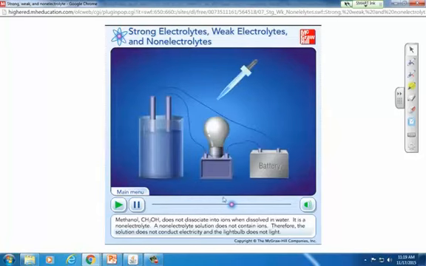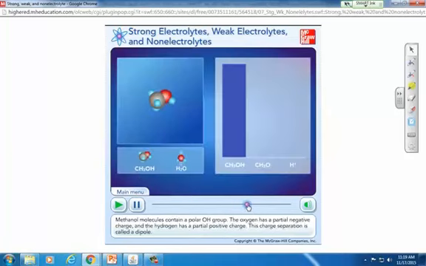Methanol, CH3OH, does not dissociate into ions when dissolved in water. It is a non-electrolyte.